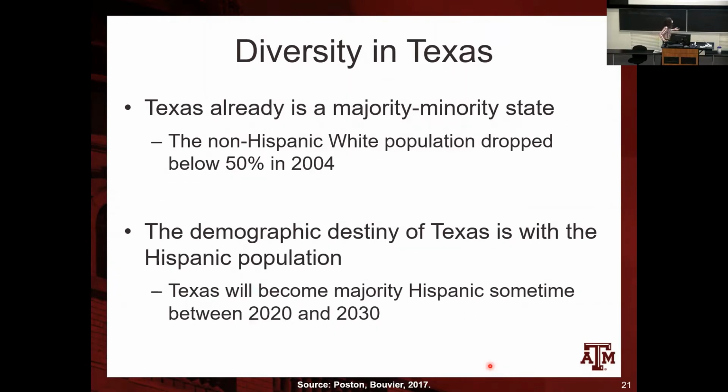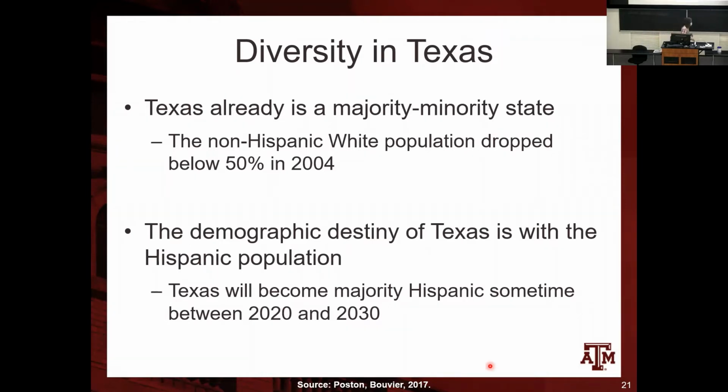Texas is already a majority minority state. The non-Hispanic white population dropped below 50% in 2004. And in Texas itself, because of the proximity with the southern border, a lot of immigration from Latin America and so on, and higher levels of fertility among the Hispanic population, Texas will become a majority Hispanic state somewhere between 2020 and 2030. So the state of Texas will have at least 50% of the population Hispanic itself, not even adding the other groups.